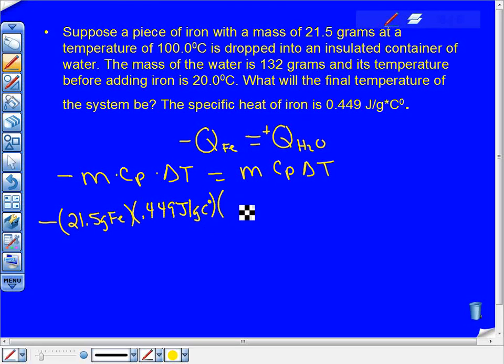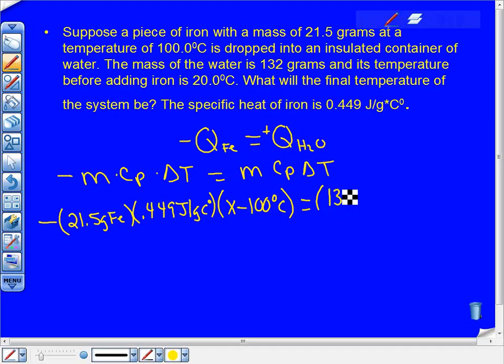And your change in temperature, well, I don't know the final temperature. I know the initial temperature of the iron, and I know the initial temperature of the water, but I don't know the final temperature, but they are going to reach the same final temperature. So I'm going to let it be X. And the first one will be X minus 100, because that's the iron. Everything over here is about the iron. And over on the other side, everything's about the water.